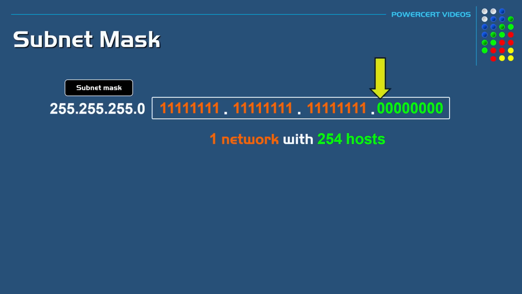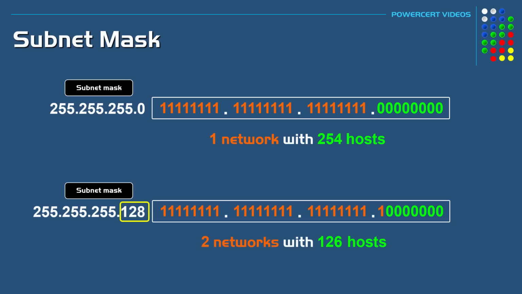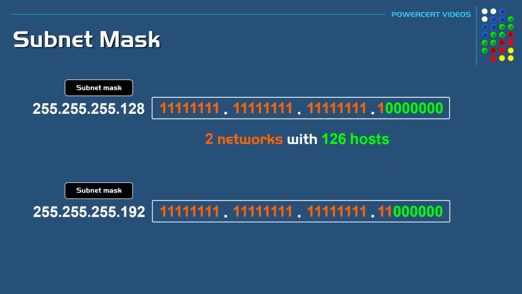So for example, let's borrow 1 bit from the host portion. So here is our new subnet mask. So now the 4th octet is 128 because when you count the first bit in an octet, it equals 128. So by borrowing 1 bit, this will divide the network in half. So now, instead of having one network with 254 hosts, this will give us 2 networks or subnets with 126 hosts in each subnet. Now let's keep going and borrow another bit from the host portion. So now we are borrowing a total of 2 bits from the host portion. So here is our new subnet mask, and the 4th octet is 192.